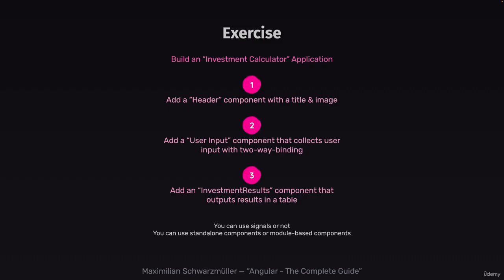And you can definitely try building this application on your own first, before then following along with me over the next lectures where we will build this together. You can try this on your own first, and you can use signals or not. You can use standalone components or module-based components. I will show you all different approaches in this section. You can use a service or not. You can solve this exercise in any way you want, but of course it will be challenging. So if you're not able to solve it, that's also absolutely fine.